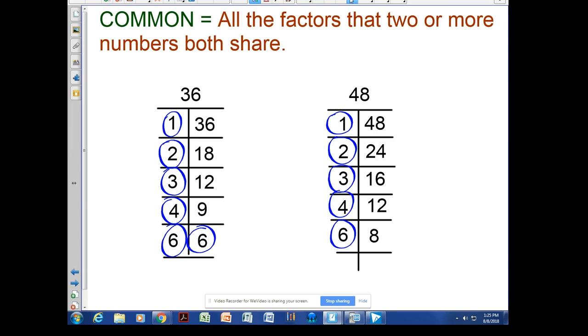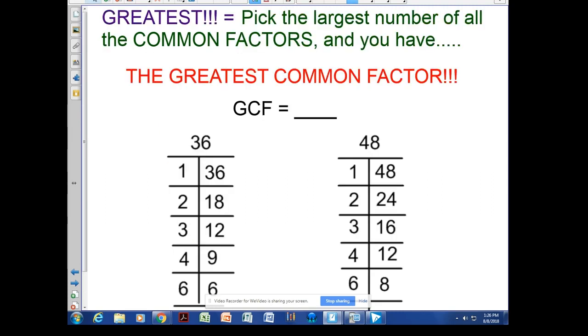Then 9 and 8. Oh, they both have the number 12. I'll circle that one on both lists. And I believe that is it. So all of those numbers that are circled are just factors that 36 and 48 both have in common. Those would be called common factors. But if you remember back on the first screen, we're not that interested in common factors. We're much more interested in the greatest common factor.